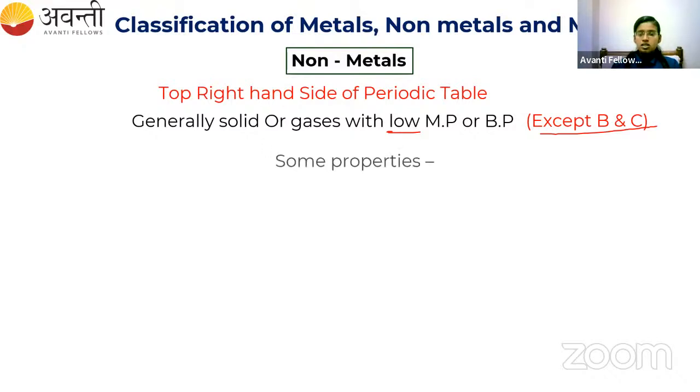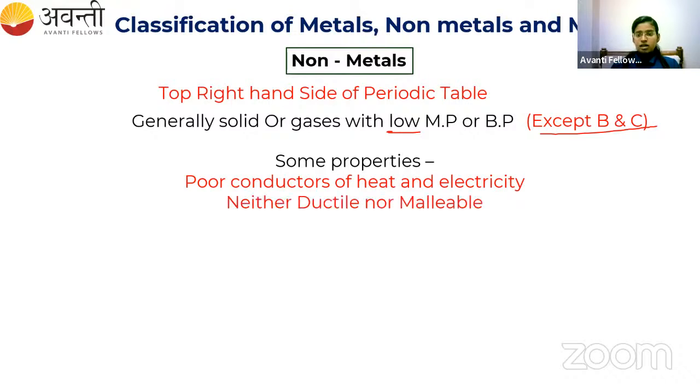Some of the properties of non-metals are that they are poor conductors of heat and electricity. They don't conduct electricity, and they don't conduct heat. They are neither ductile nor malleable, which means they cannot be drawn into wires or beaten into thin sheets. So it is just the opposite of metals. These are the details about non-metals.